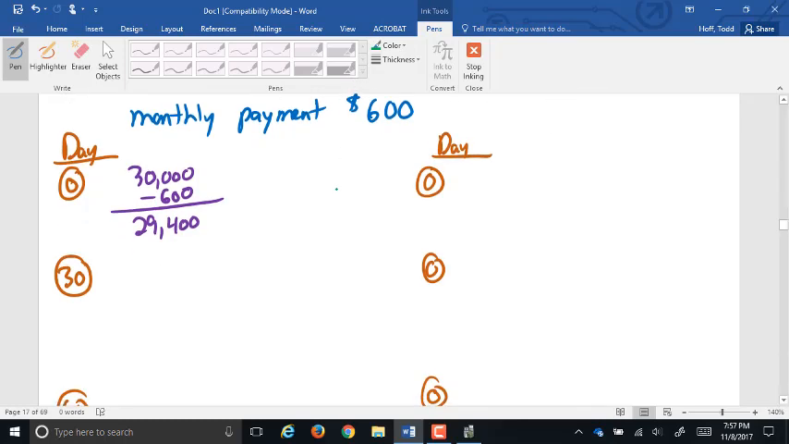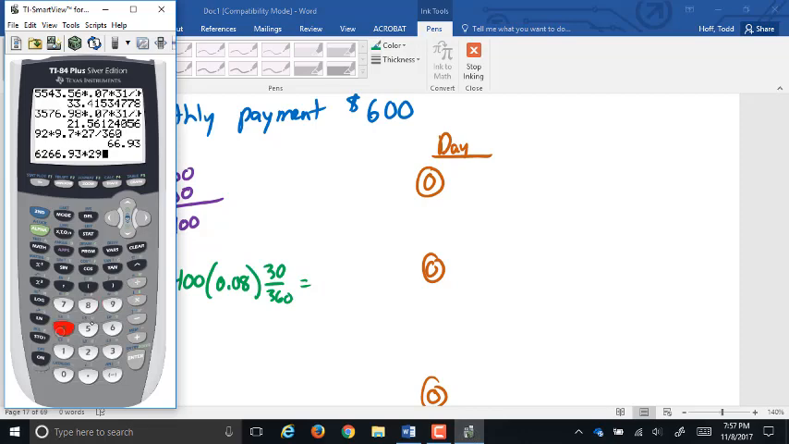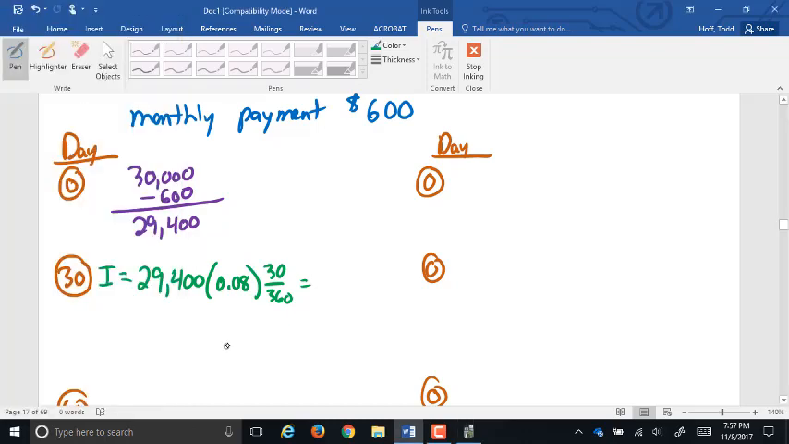The second payment then being made on day 30 is going to be interest. Of course, that's why I did it day 30, so it's just a simple 30 days interest. 29,400 times, what did I say for a percent? 8. So 0.08 times 30 over 360. So that is going to be $196 in interest.